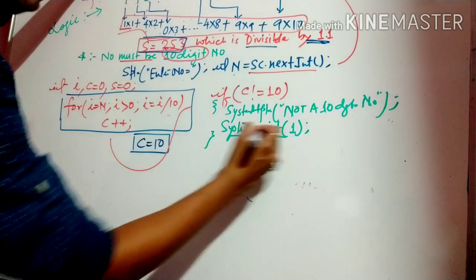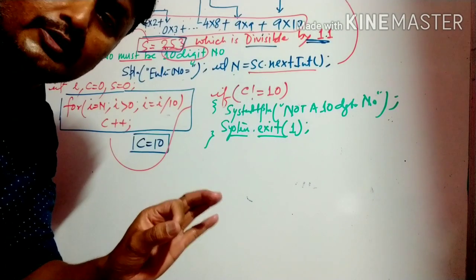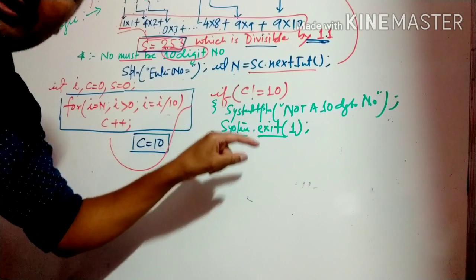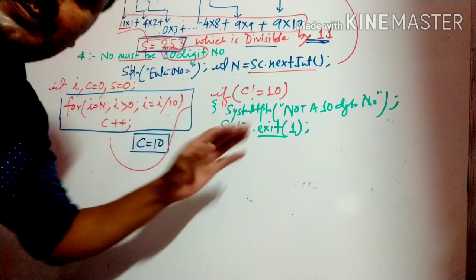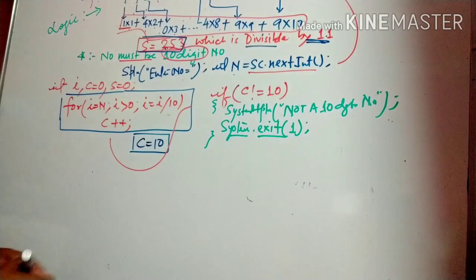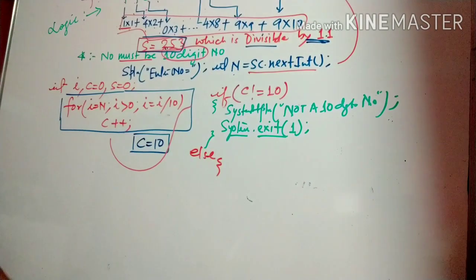System.exit, what will it do? It will exit from the program, not from the block. If the condition is true, it will print "not a 10 digit number" and it will close the program. It will not check any other things. And if the condition is false, then it will go to the else part.